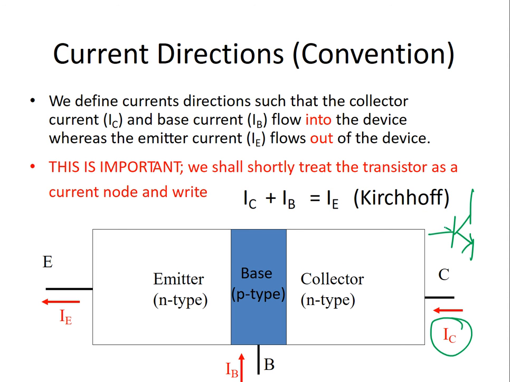We make the base emitter junction forward bias, and due to this a very small current IB will be flowing here, and eventually we get the flow of the collector current, the conventional current. So the collector current is coming, the base current is coming, and both are combining and going to the emitter current. So basically collector current plus base current is equal to the emitter current.